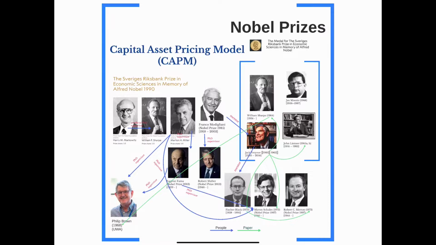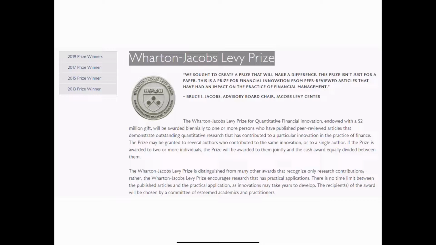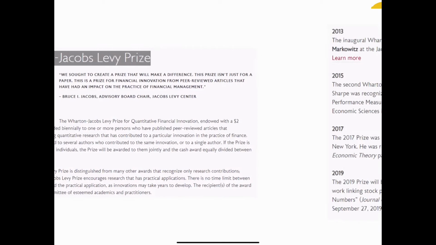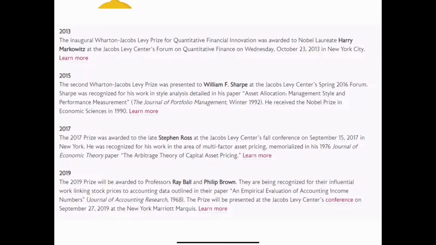Professor Brown also has a connection to Markowitz and Sharpe. How? They were all the winners of the Wharton Jacobs Levy Prize, which is a prestigious prize that recognizes both academic and practical contributions. All right, let me go to the next slide. The inaugural prize went to Markowitz in 2013, then Sharpe in 2015. And in 2017, it went to Stephen Ross, who's famous for his arbitrage pricing theory, or arbitrage pricing model. And in 2019, it went to Philip Brown and Ray Ball.